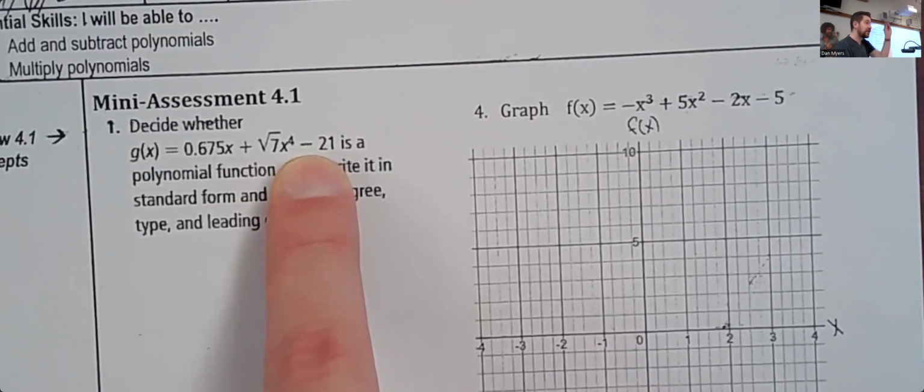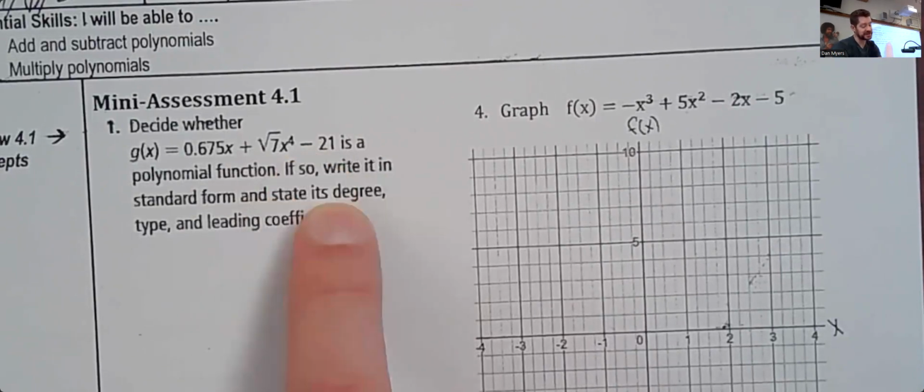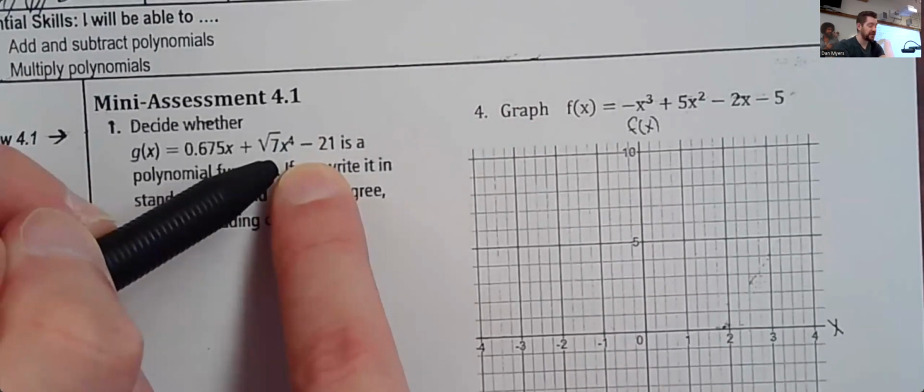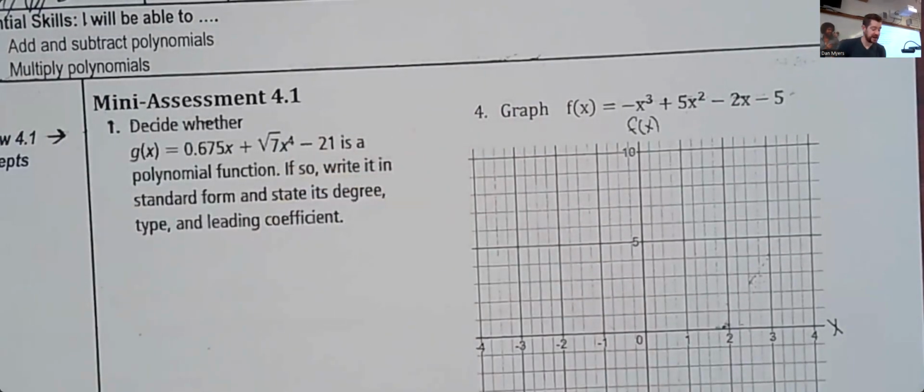If it was drawn further over the top of the x to the 4th, then it would be under the square root, which would not make it a polynomial. But because x to the 4th power is not under the square root, this is a polynomial. So we're going to say yes.